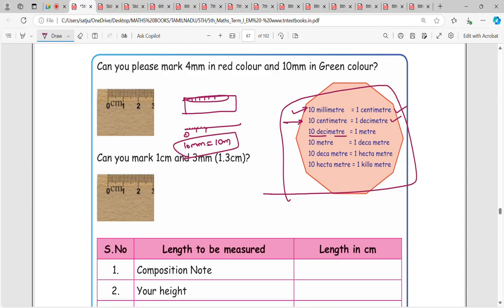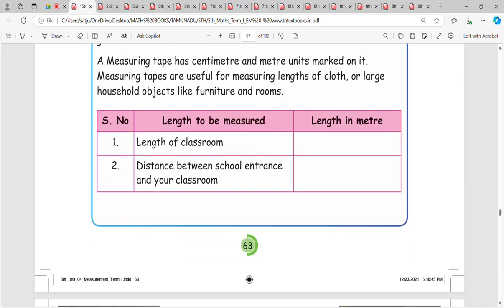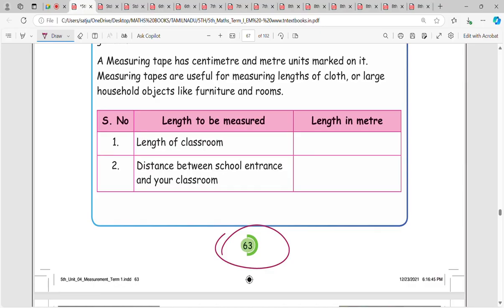10 decimeter is equal to 1 meter. 10 meter is equal to 1 decameter. So this kind of things, guys, you note. This is important. Let me show you the page number here. Guys, page number 63. Mark this. This is your notes. Page number 63.